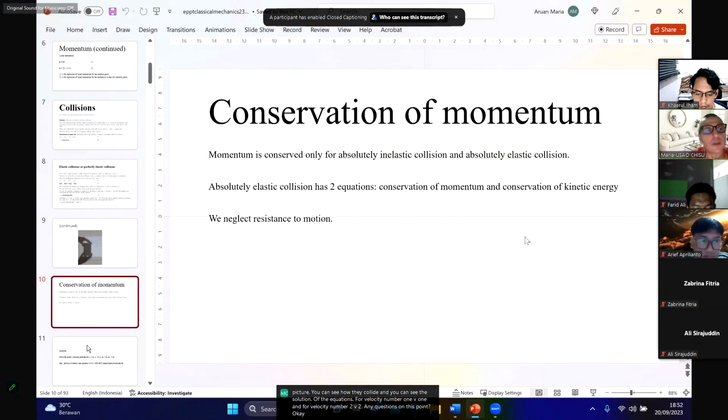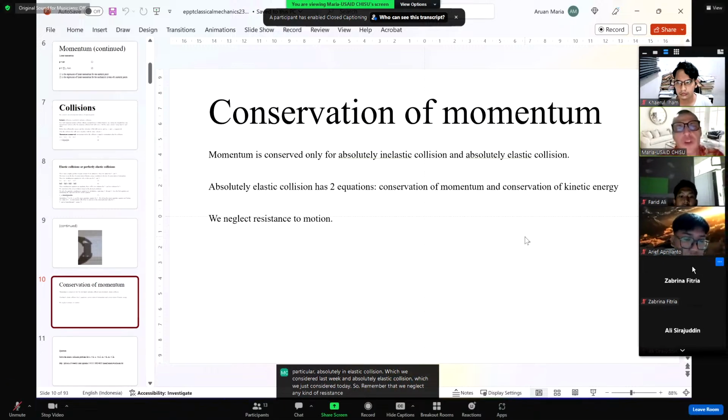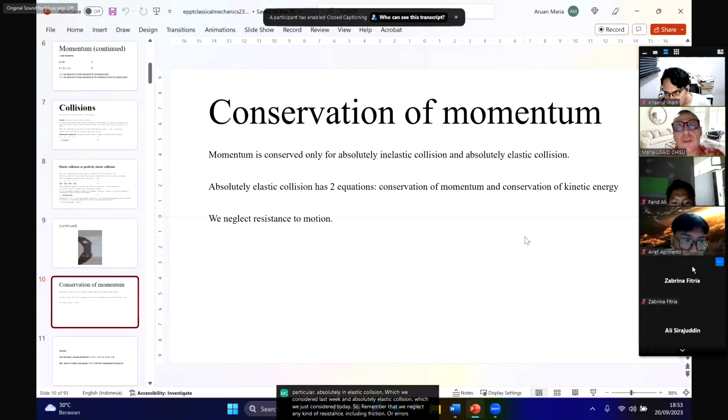Okay, so slide number 10 says that momentum is conserved only in those two cases we considered before. In particular, absolutely inelastic collision, which we considered last week, and absolutely elastic collision, which we just considered today. Remember that we neglect any kind of resistance, including friction or air resistance. So the collisions are without resistance. Any questions?